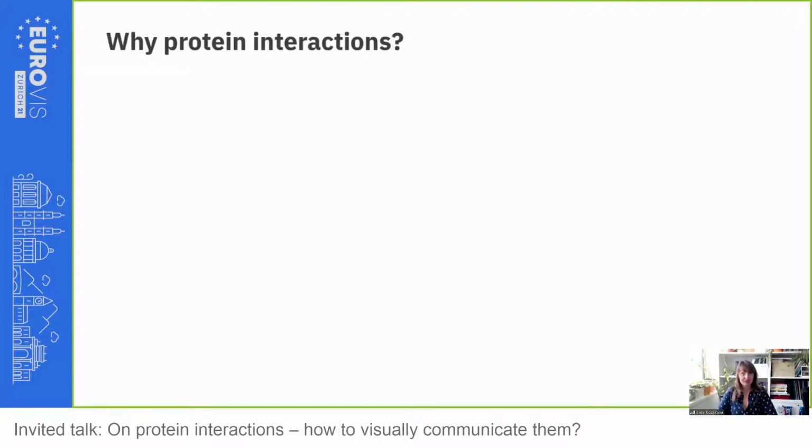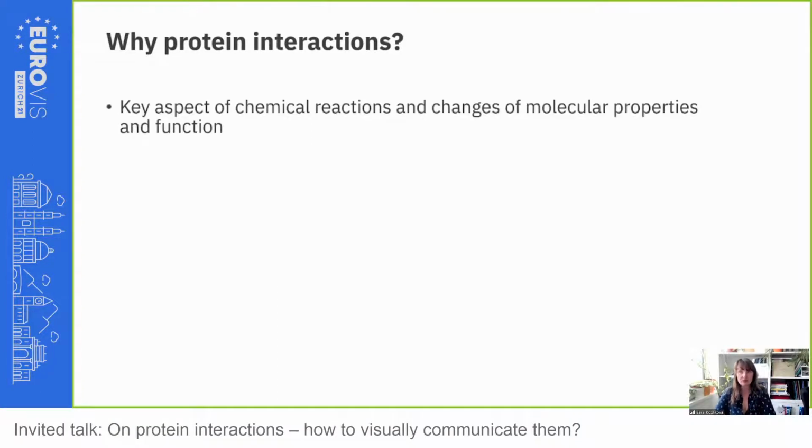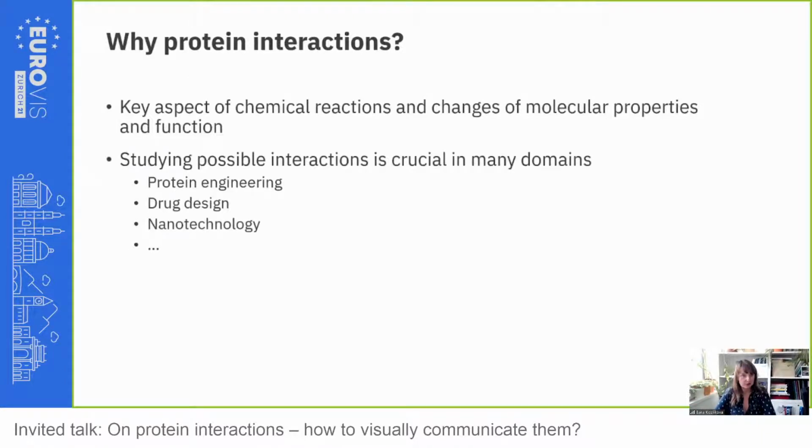So I'll jump to the topic finally. Why are we dealing with protein interactions, what's so interesting and exciting about them? Protein interactions are basically a key aspect of all the chemical reactions happening in organisms, as we've seen in the morning in the talk by Victor, and they also trigger changes of different molecular properties and their functions. These interactions are studied in many domains where they really play a crucial role, for example protein engineering, drug design, as we also saw examples of, nanotechnology, and many others.